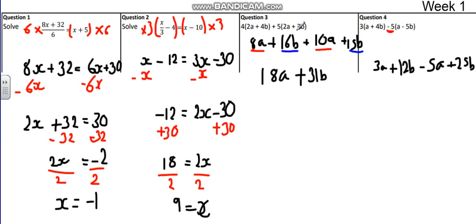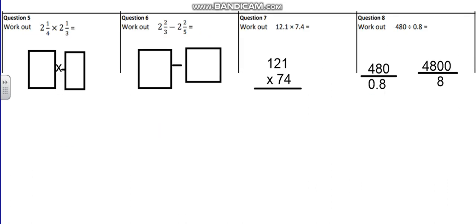So I get, again, 3a minus 5a is minus 2a. And then I've got 12b plus 25b is going to be plus 37b. Okay, so again, just check and correct your work for those.